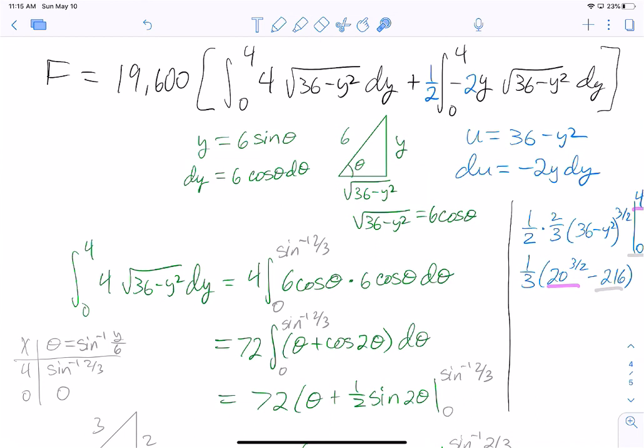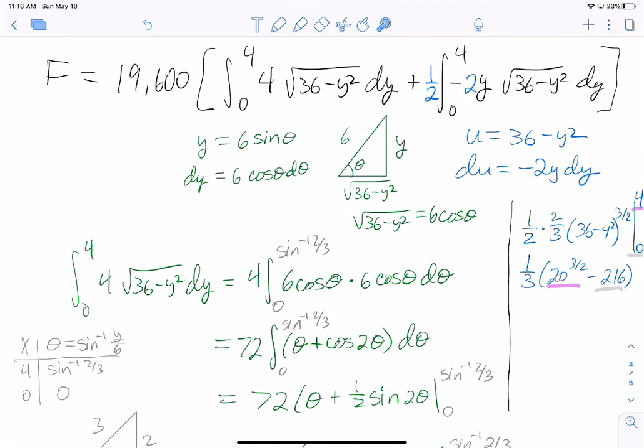Our integral then becomes 4 times 6 cosine of theta, and that's from the square root, times 6 cosine of theta d theta, and that's from the dy. As soon as we change our variable from y to theta, we need to change our limits. And so over here I've written a table with x as the input. Remember, x went from 0 to 4. And then using our relationship of y equals 6 times the sine of theta, we have that theta is equal to the inverse sine of y over 6. When x is 0, theta will be 0. When x is 4, we have that theta is the inverse sine of 2/3, and so those become our limits of integration.